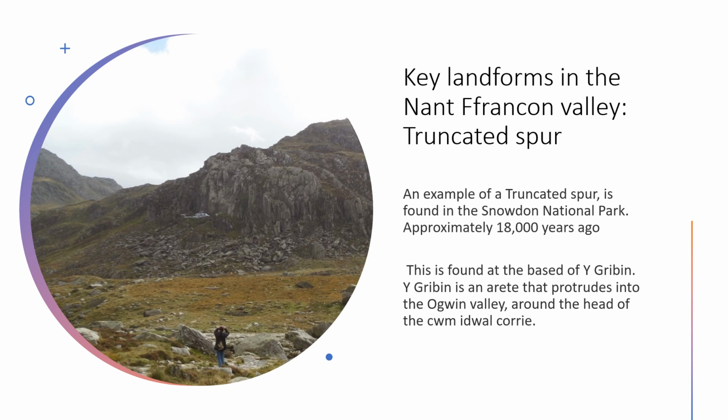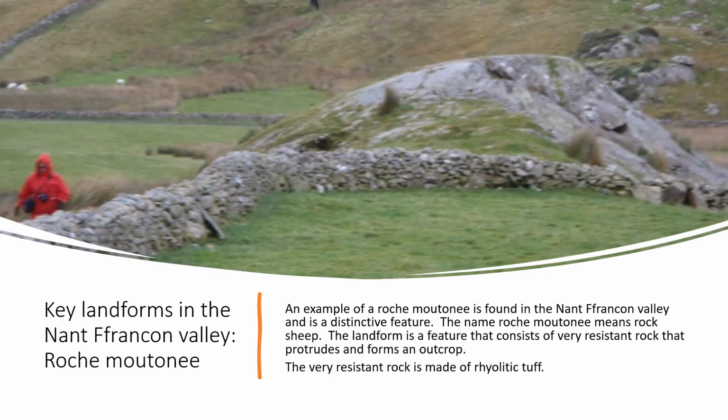Here we have truncated spurs. So this is one of the first regions that we have. This is found at the base of Y Garn. Y Garn is an arête between Cwm Idwal and its neighbouring corrie, but this bit has been truncated, it's been cut off, and you can just pick out the person and the helicopter there that shows how this area has been cut by the movement of a glacier.